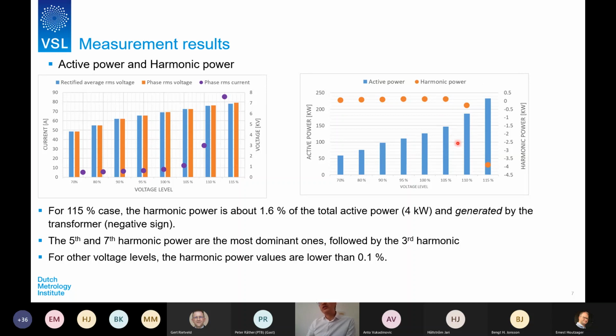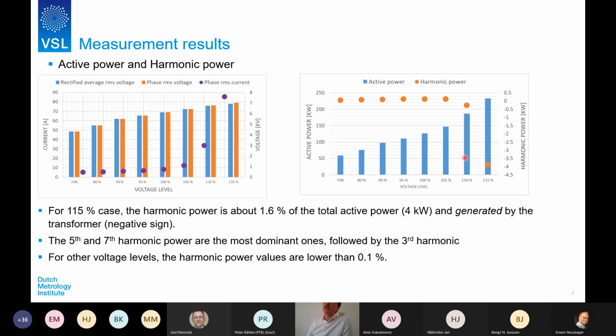It is interesting to say that for the highest voltage level, 115% applied voltage, the power is -4 kilowatts. So it's about 1.6% of the total active power, but it has a negative sign. It means the transformer starts to generate harmonic power instead of absorbing.